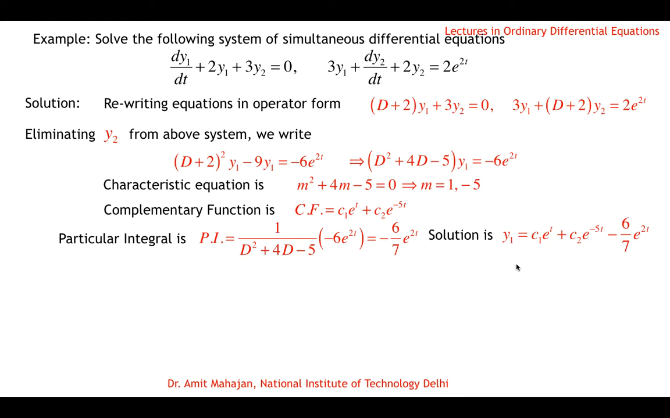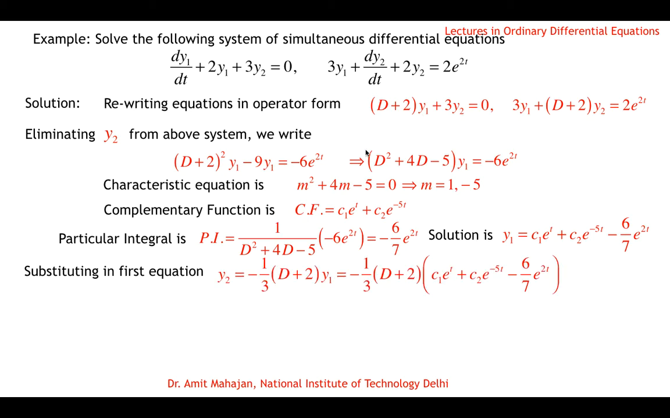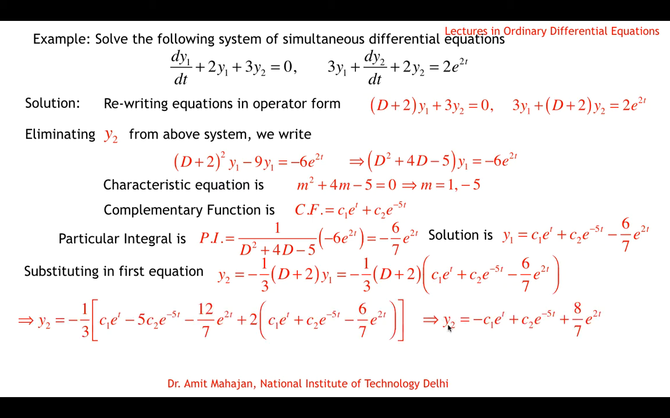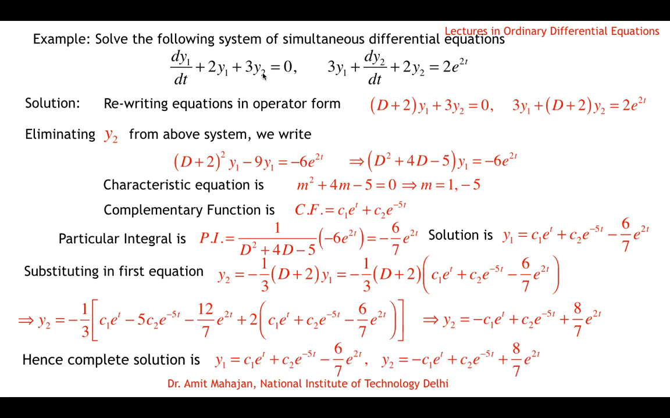So once we have y1, we can calculate y2 from either of these two equations. From the first equation, y2 is -1/3 of (D+2) on y1, and y1 is known, so we can substitute. D means the derivative of this plus 2 times this. By linearity we can solve this and write the values of y1 and y2. I'm leaving this step, you can calculate it easily. So the complete solution is y1 this and y2 this. Together they form the solution of this simultaneous equation.